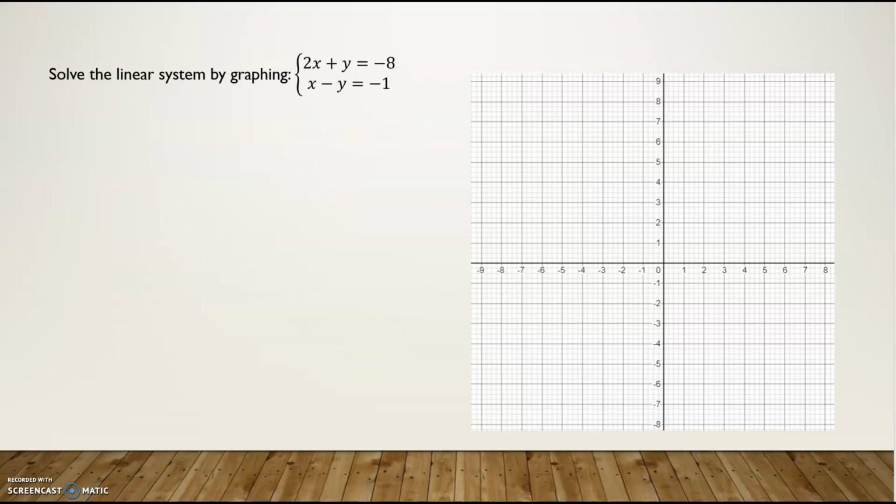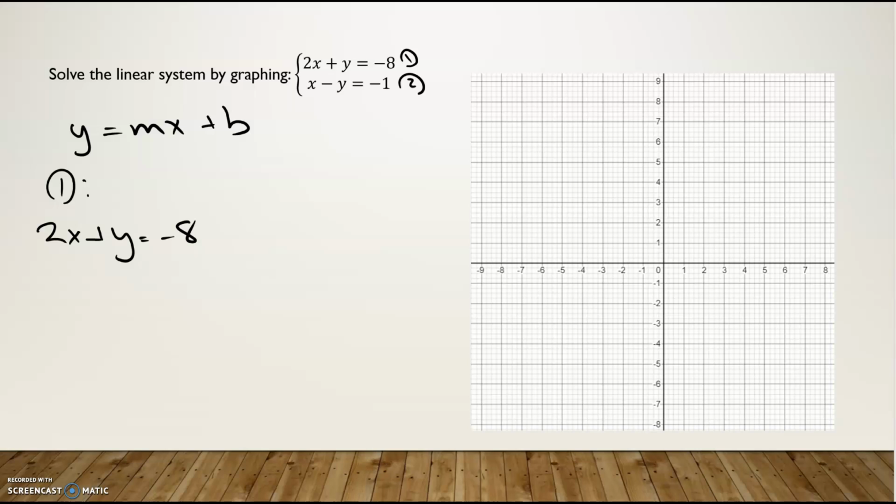Solve the linear system by graphing. Okay, well, to do this, we need to get both of them into y equals mx plus b format. So for the first equation, 2x plus y is equal to -8, I'm going to move 2x over to the other side. So y is equal to -2x minus 8.